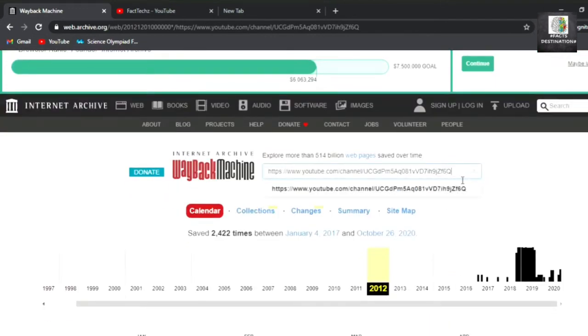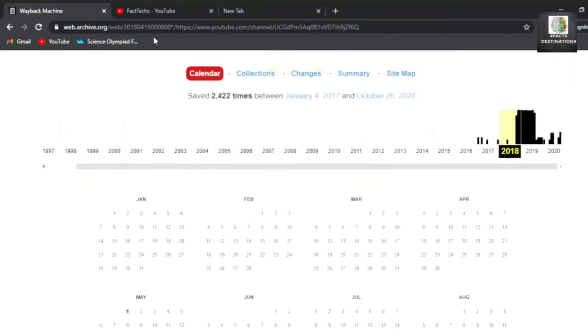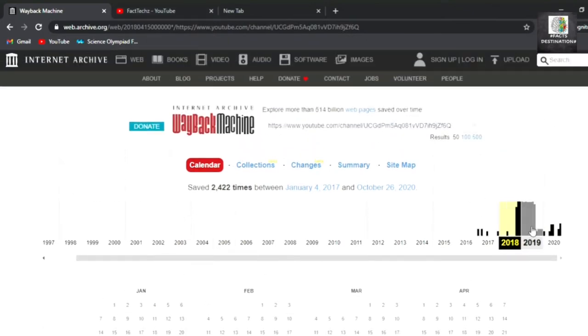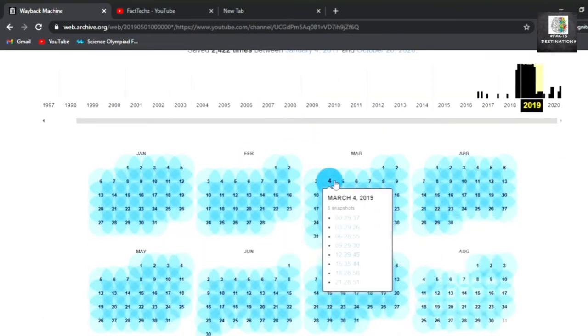But let me tell you another thing about this website, that you can easily see the history of any page. And see, these are the screenshots taken. You can visit all the pages of that date. You can visit only the particular link which you have entered. And this is like a digital library where you can get the history of the pages and you can easily see the history of any YouTube channel. So it is open and we will see the history of FactText on March 4th, 2019.